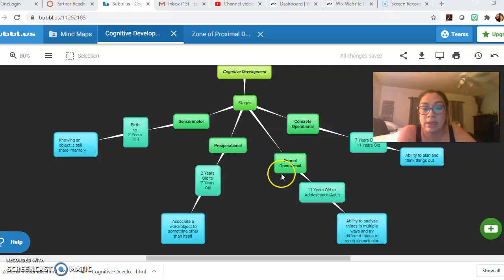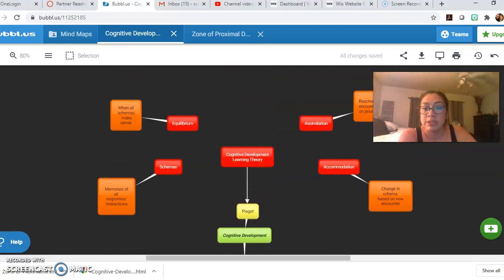The last stage that we talk about is formal operational. This is at the age of 11 and up, mainly adolescents, early adult. At this stage, children are able to analyze things in multiple ways and think things through. So they're able to reach a conclusion or a result, or even know the result that they want to get and plan how to attain it.